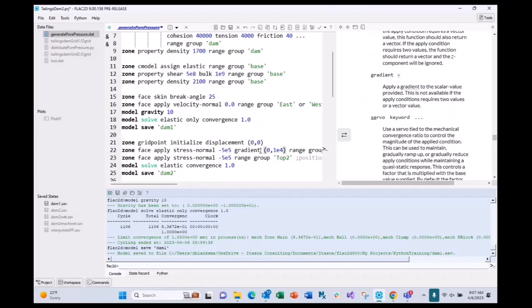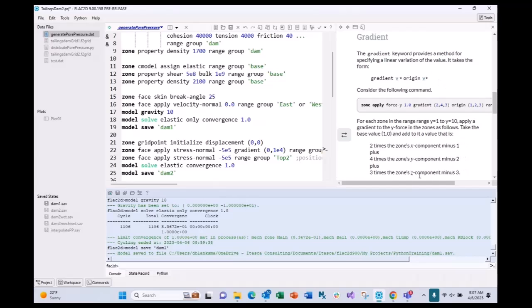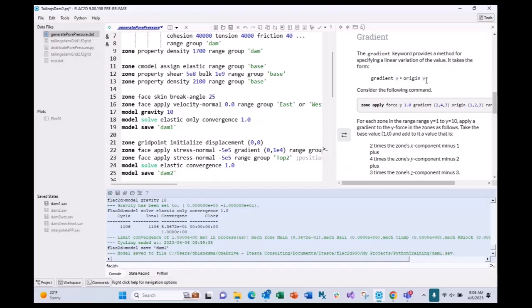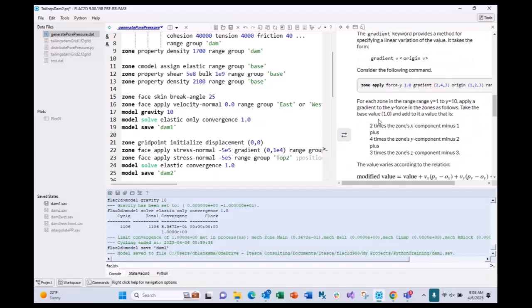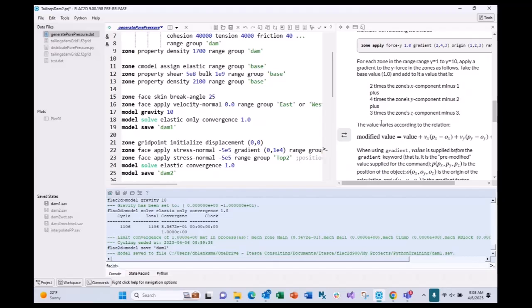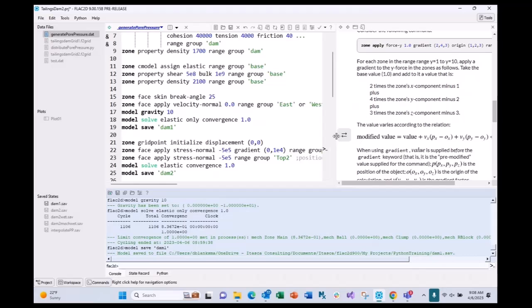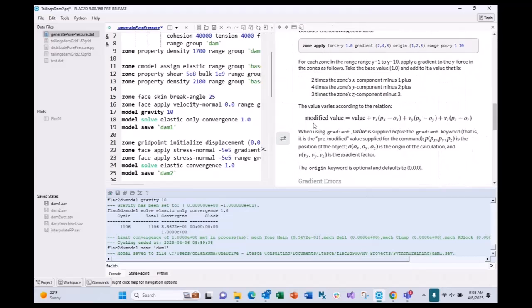So I just put my cursor there, and hit F1. It says apply a gradient to the scalar value provided. And if you click on this, it gives you some actual quite nice examples. Probably explained a lot better than I do. Here's the equation that it uses when using gradient.